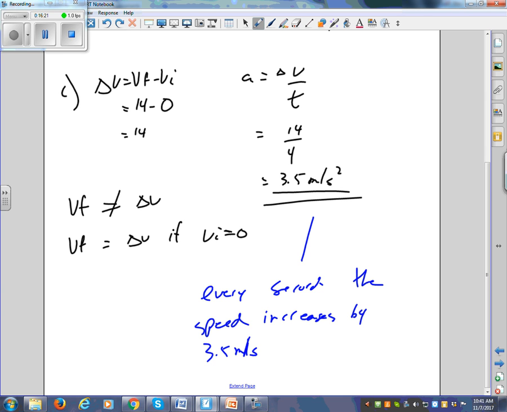Every second, the speed increases by 3.5 meters per second. A lot of people on that test wrote things that were similar to "the object goes 3.5 meters in a second." That's the velocity. That's not the acceleration. Acceleration is how fast you're speeding up.